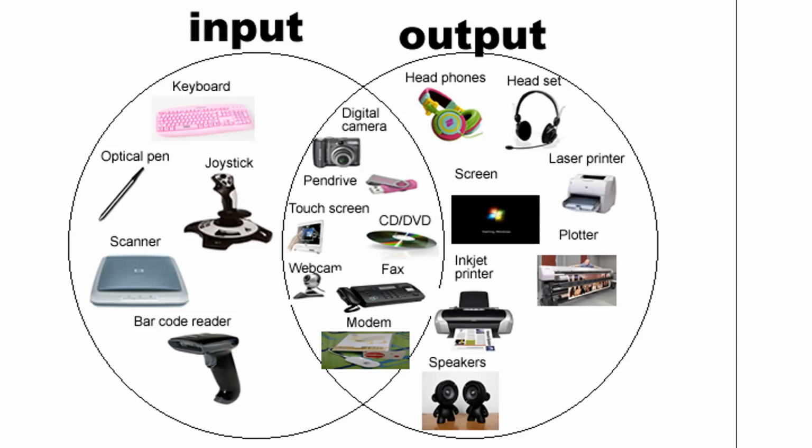And then a webcam, right? The fax, CDs, those are storage devices and at the same time input devices as well. Then on this side, we have the headset, the screen, the printers, the plotters, inkjet printers, and the speakers, right? So the projectors, if I missed that part, projectors are there. So there are various kinds of output devices like this.